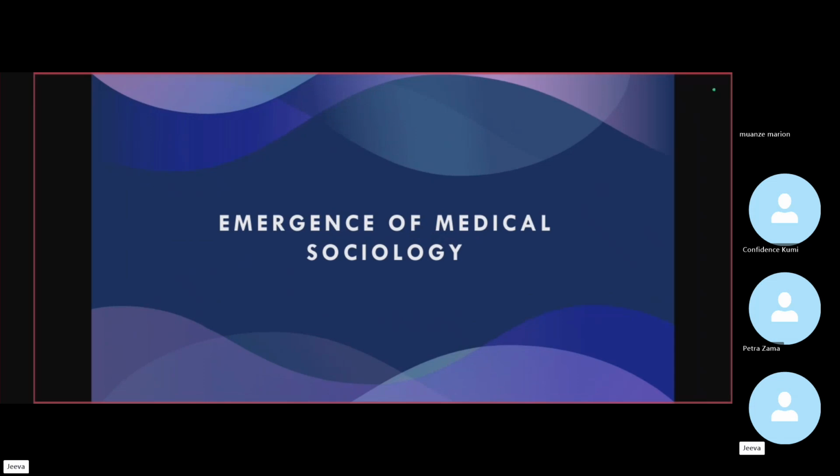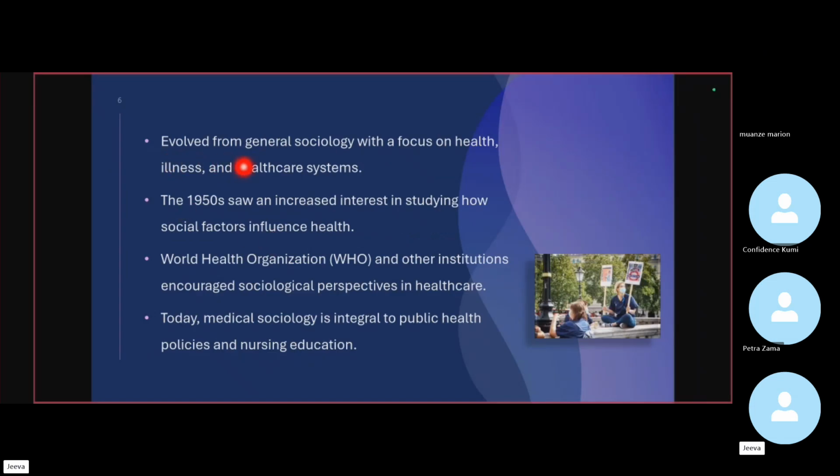Again, we'll see the emergence of medical sociology. As I told you, it evolved from general sociology with a focus on health, illness, and the healthcare system. Medical sociology focuses mainly on the healthcare system, what different illnesses people come across, and how the healthcare system works on that. Once again, it focuses on how the health of a person is maintained, what illnesses a person can get, and how the healthcare system works on it.